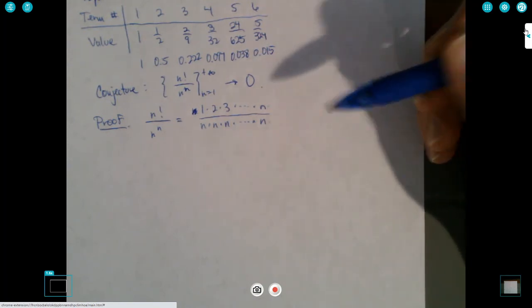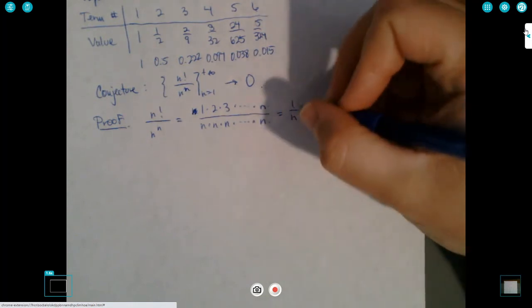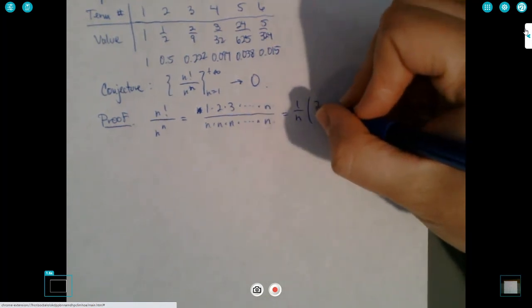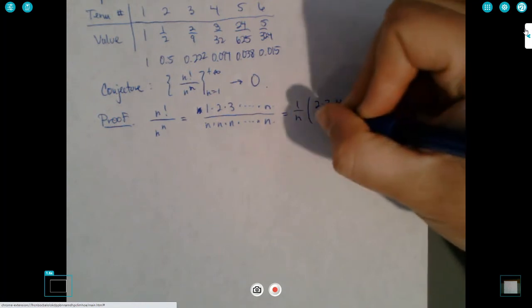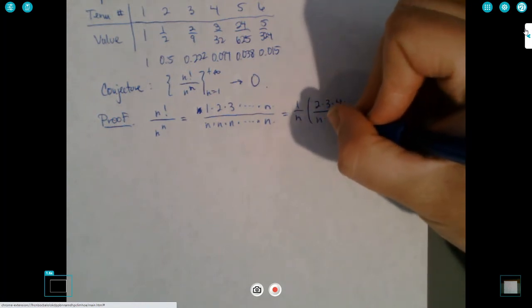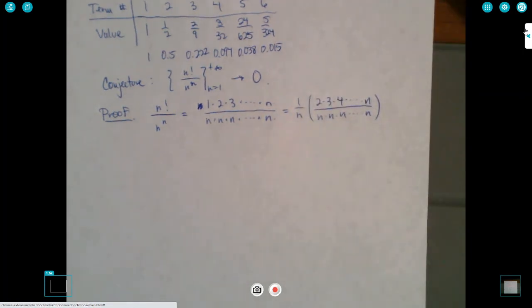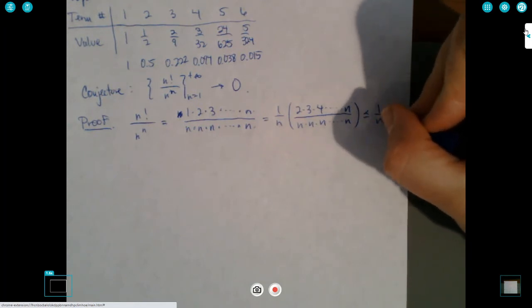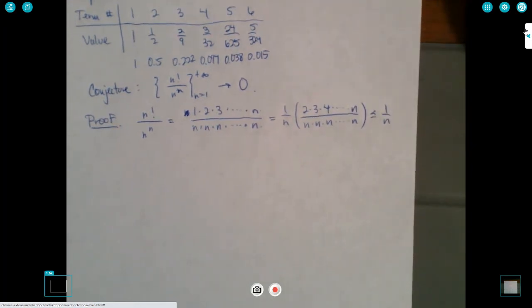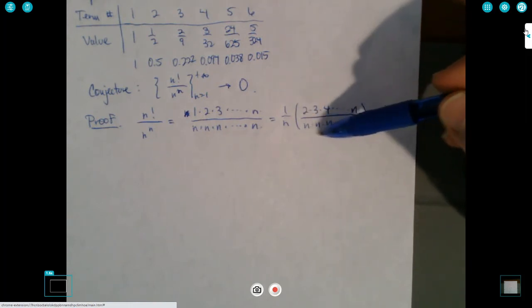Okay. I'm going to take out a 1 over n. And then that leaves me with 2 times 3 times 4 all the way up to n over n times n times n all the way up to n. And then notice that this is less than or equal to 1 over n. Why? Well, because my numerator is clearly going to be smaller than my denominator.